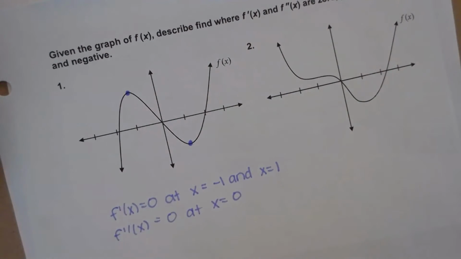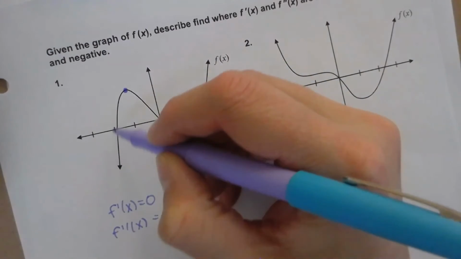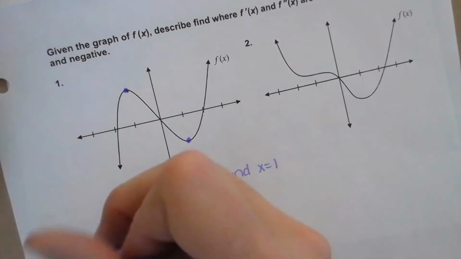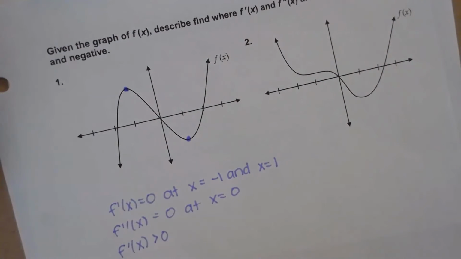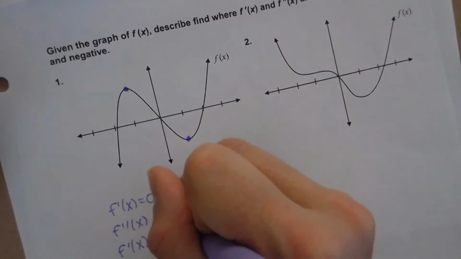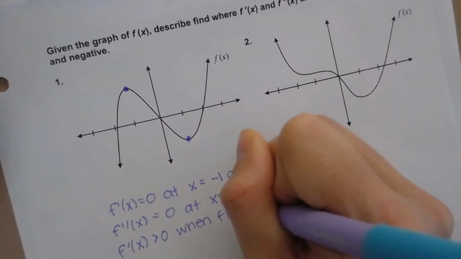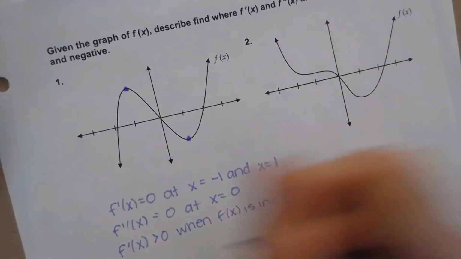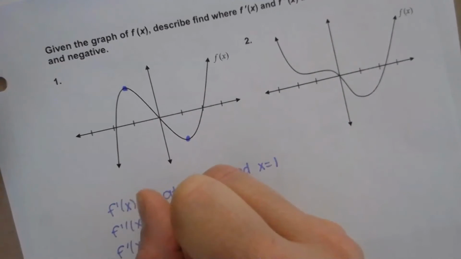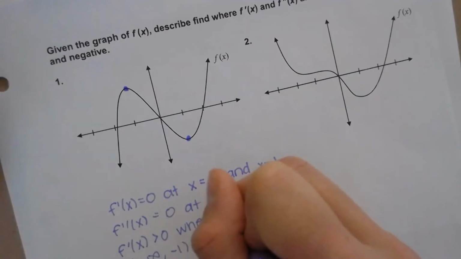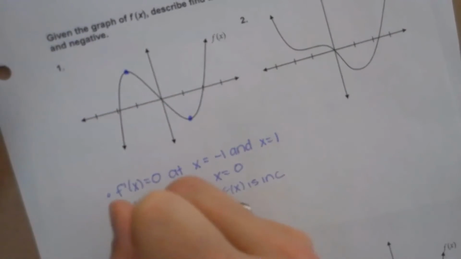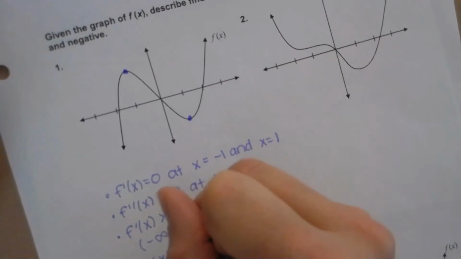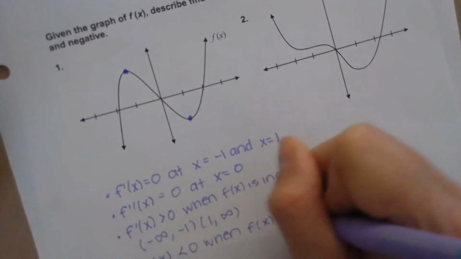What if they want like 0.05? So if the original graph is increasing, then f prime is greater than 0, aka positive, when f of x is increasing. So that's on the interval negative infinity to negative 1 and 1 to infinity. Perfect. So f prime of x is less than 0 when f of x is decreasing.